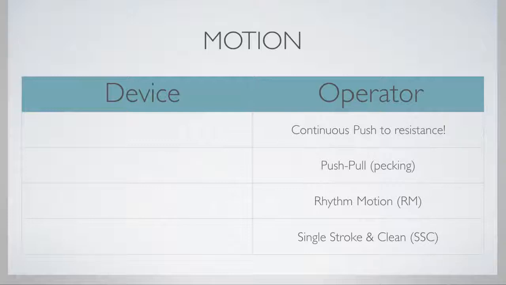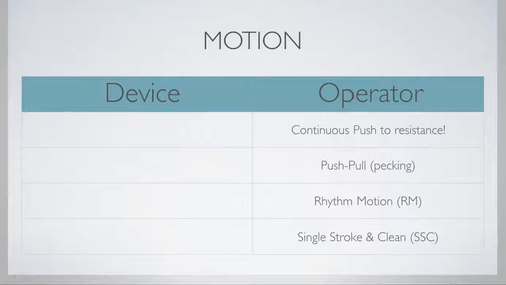But the other thing that has not really been adequately explained to users is the operator motion. I mean, when I was a resident and they gave us a handpiece, it was an air-driven handpiece at the time that had a range of 300 to 600 RPM, they were like, here's a handpiece, use it.